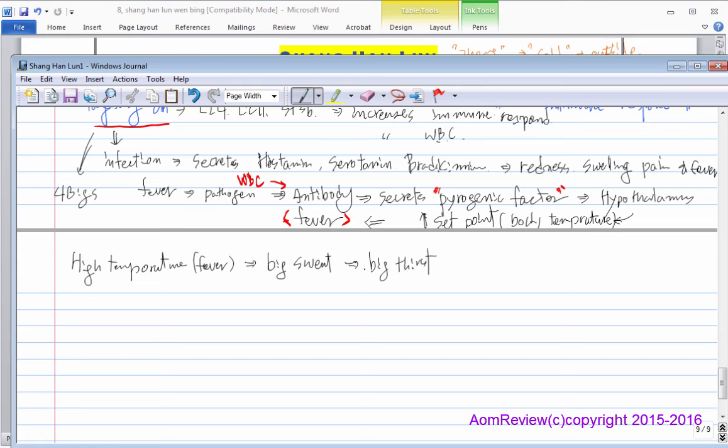So these are three signs, and also if you have a big fever, your blood flow will be overflowing. So that's why the pulse is overflowing, which means surging. You get the surging pulse, which is called the big pulse. Right, so these we call the four big signs.